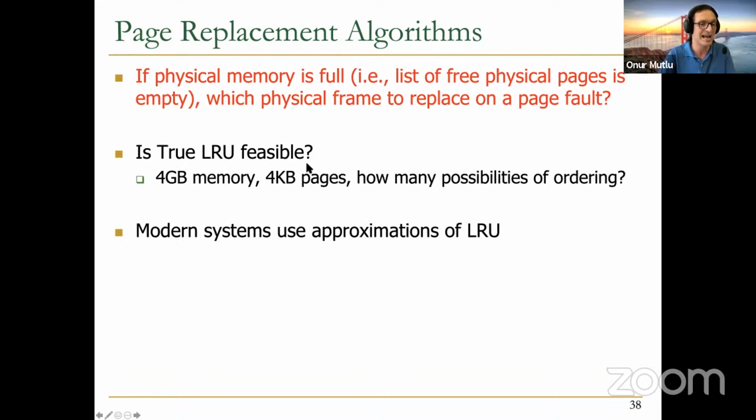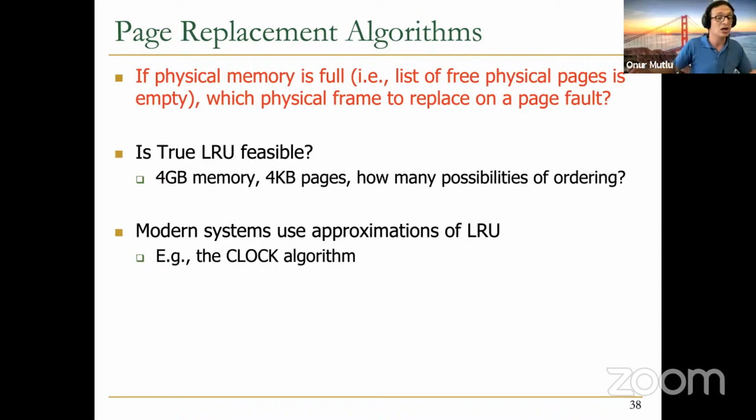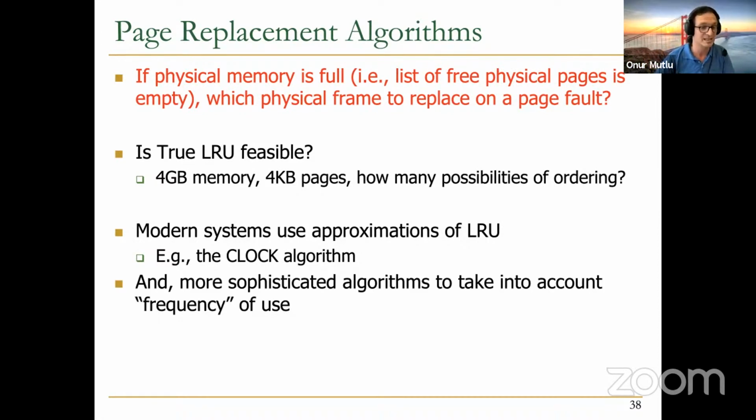Because as we discussed, access patterns are not always LRU friendly. So modern systems usually use approximations of LRU, just like we do in caching, except in physical memory, we have a huge physical memory. So this is really a rough approximation of LRU. So the clock algorithm is one example we will discuss briefly. And there are more sophisticated algorithms that can take frequency of use into account.